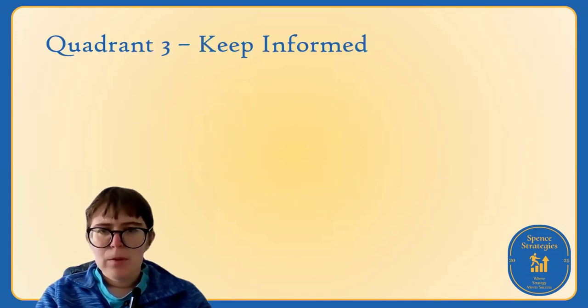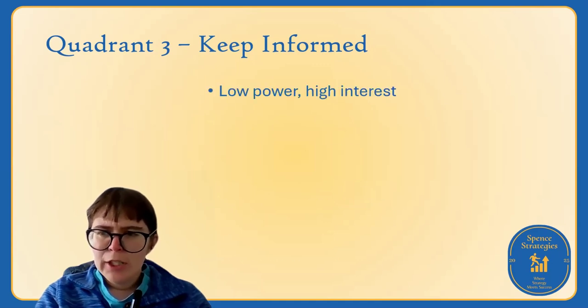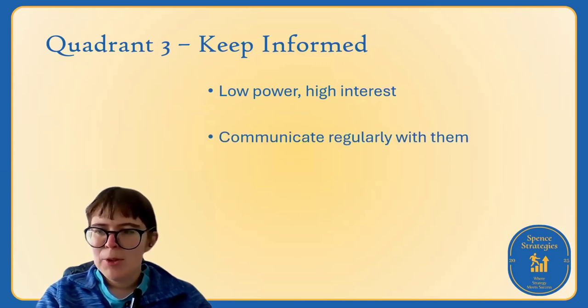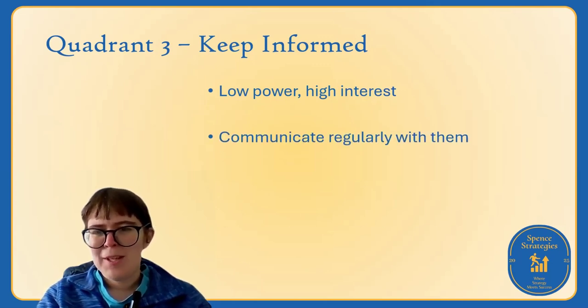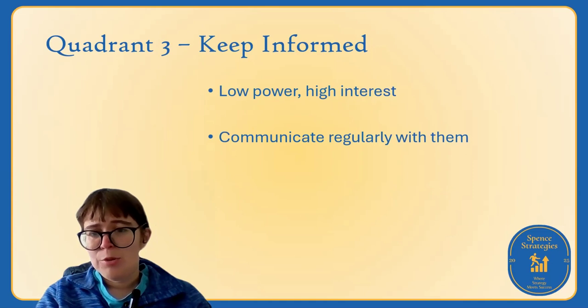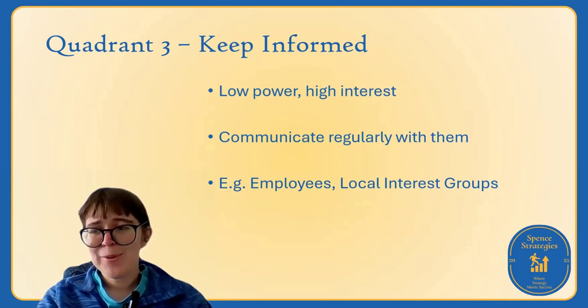Quadrant three, then, we then have the keep informed quadrant. So now we're talking about low power, but a very high interest in the company. So with these, we need to communicate very regularly, otherwise we're not going to be keeping them informed, and they're not going to be very happy, and ultimately could lead to issues for us down the line. So for an example here, then, we're talking about employees. Just think, if you were working for a firm, you would like to know what's going on. You want to be involved, or not necessarily involved in the decision-making process, but you certainly want to know what decisions have been made if it's going to affect you.